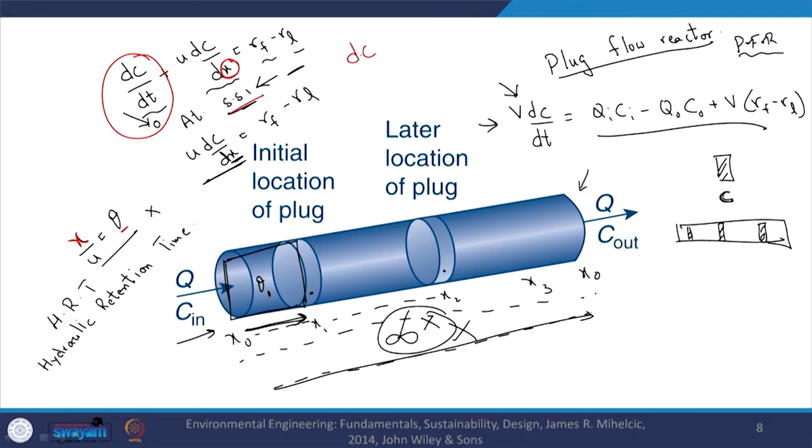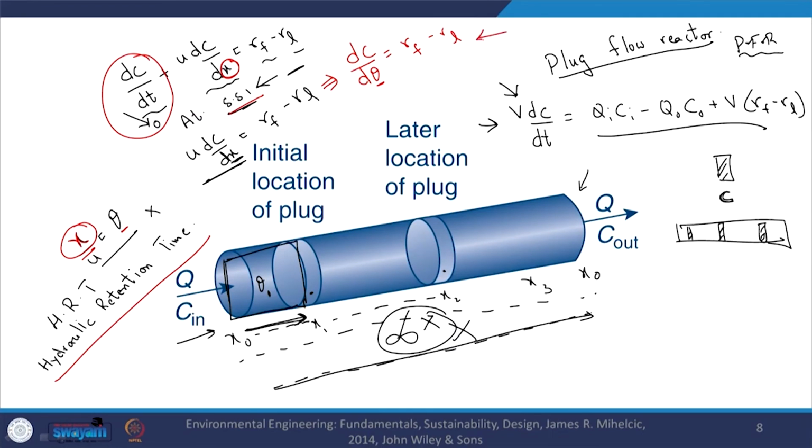So, what do we get? This equation turns out to be dC by d theta is equal to rate of formation minus rate of loss. Again, it is not changing with time, it is changing with distance, and theta is but an approximation of the distance it travels in that reactor. Theta is hydraulic retention time, right.